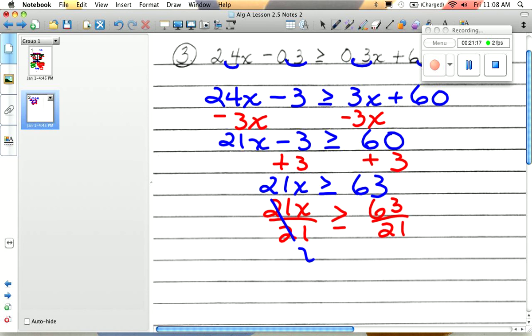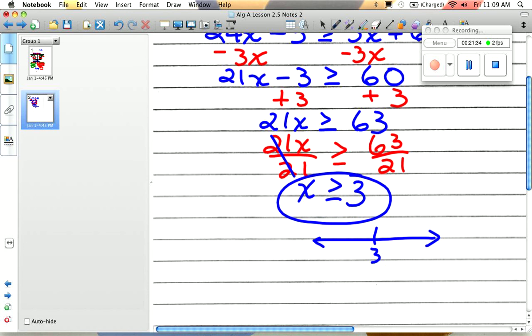x is, do we need to reverse the symbol? No. Greater than or equal to 3. That's right, there's our solution right there. Still got it right. And you can leave them as decimals and work with them as decimals. I just wanted to show you a friendlier way to work with this problem.